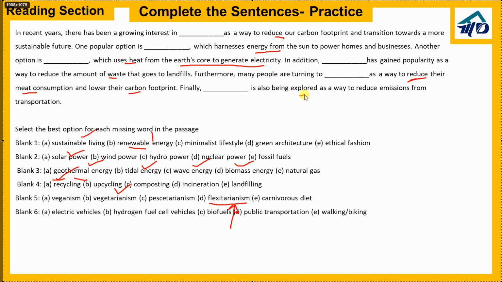Finally, dash is also being explored as a way to reduce emissions from transportation. Transportation is there, then what? Electric vehicles, hydrogen fuel cell vehicles, biofuels, public transportation. No, this one can't be the answer here. Why? Because of the gravity of the context. Now, why electric vehicles? You can say, okay, this one is also a way to reduce emissions. This one is also a way to reduce emissions.